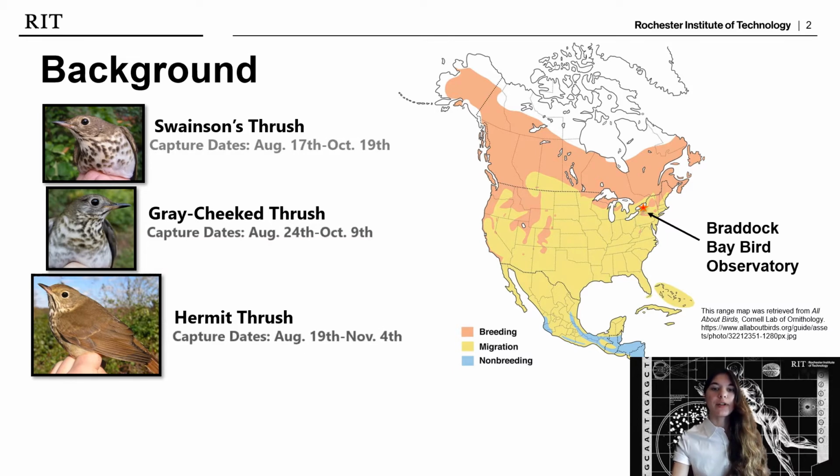As you can see from these capture date ranges, thrushes arrive at Braddock Bay during fall from a rather variable window of about late August to early November.